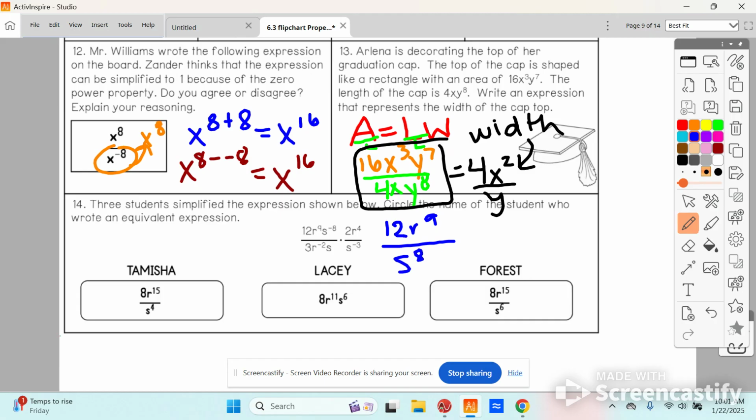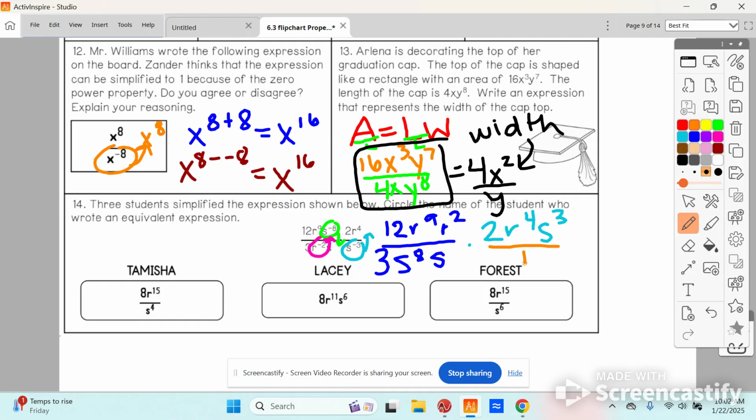Now my 3r to the negative 2 s, the s can stay and the 3 can stay, but the r to the negative 2 needs to move to the top to become positive. So I've just rearranged and brought this s to the negative 8 down, and I've brought this r to the negative 2 up. Now that's still being multiplied times 2r to the 4th, and my s to the negative 3 needs to move to the top to become positive. And there's nothing left in the denominator, so I'm just going to put a 1 there as a placeholder.